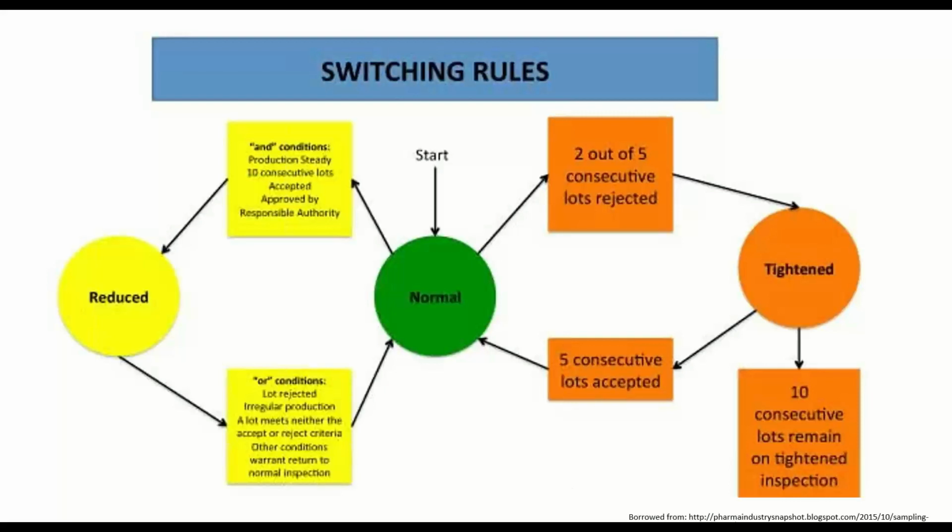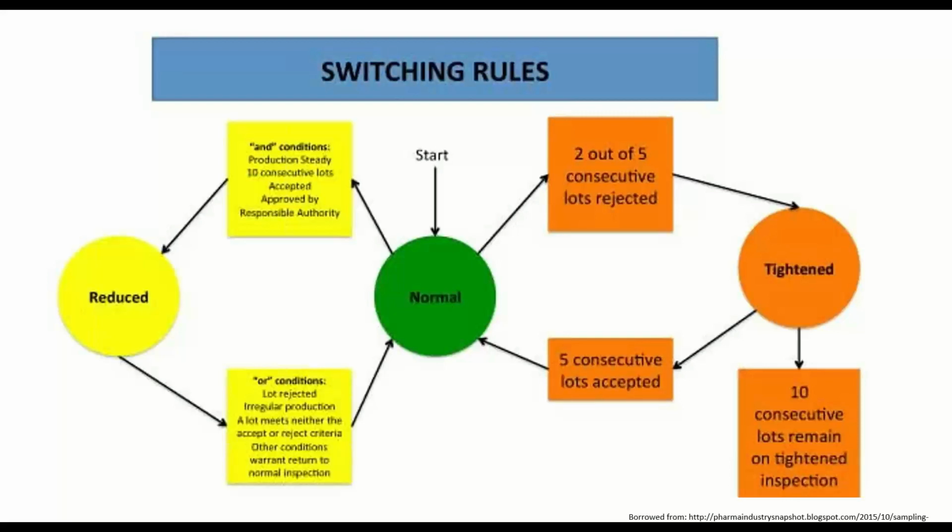Okay, and I borrowed this from down here, so you can always go here and look maybe for some more information, which is very nice. But so we start at normal. Okay. Smaller sample size, so that's normal. And for reduced, if 10 consecutive lots pass in normal, okay, then we can move to reduced. Okay, if 1 lot fails reduced inspection, then we're going to come back to normal.